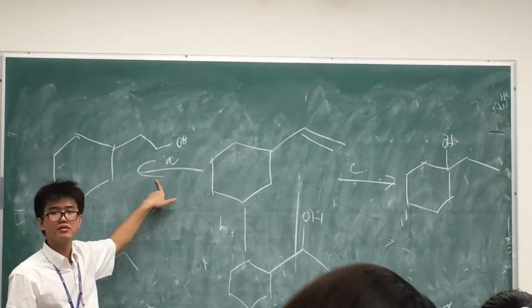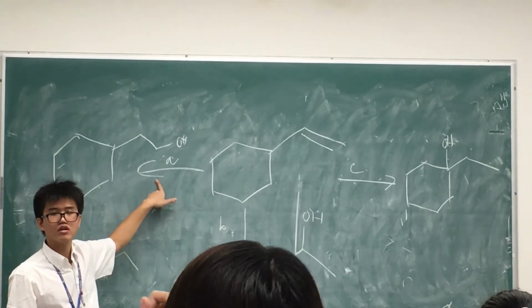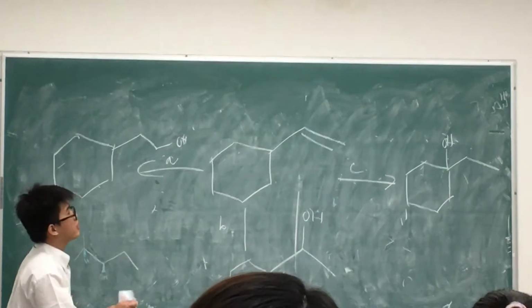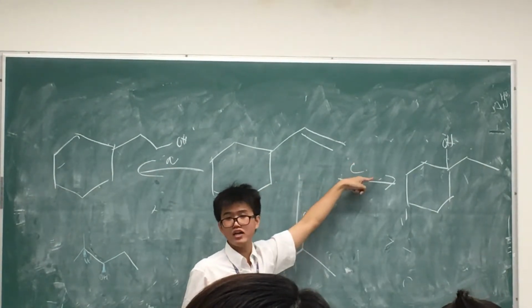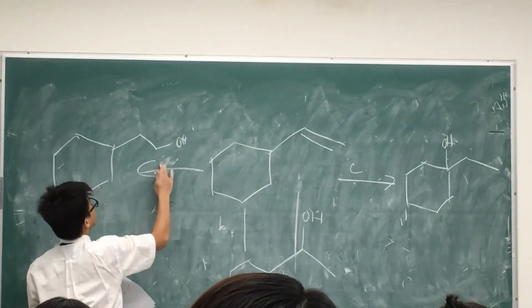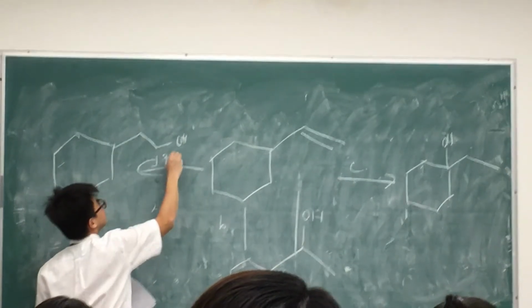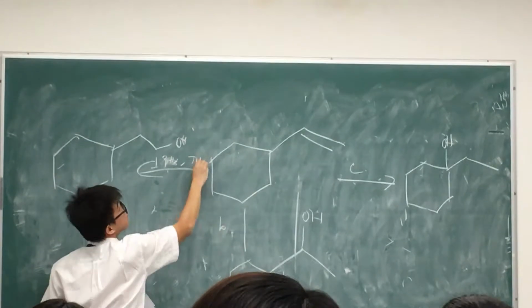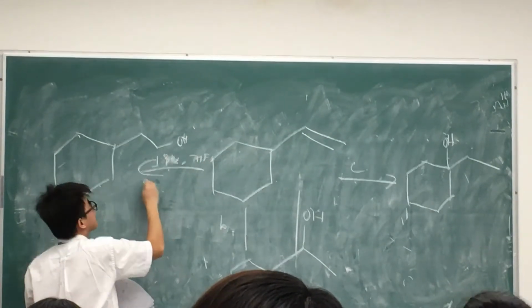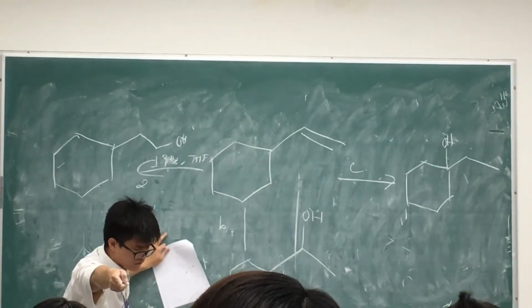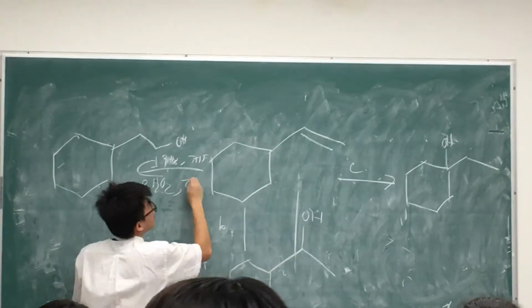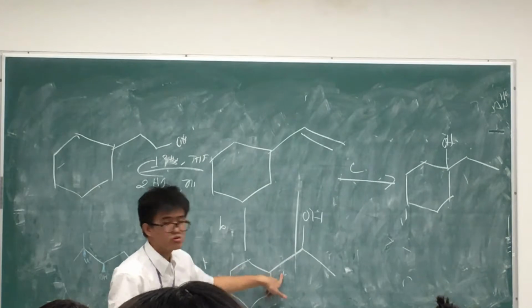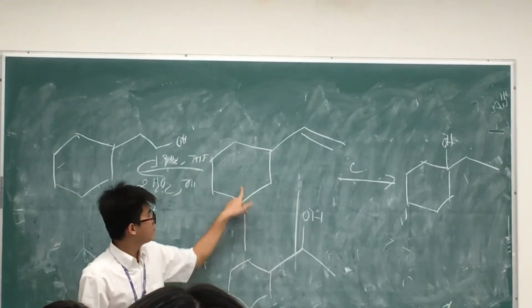How many steps? Look at this one. I want to add the OH group into the less substituted carbon, right? I need to use anti-Markovnikov, so BH3, THF is the solvent. Just write it. The second step will be H2O2. And okay, keep going. How can I form this one? From here to here.